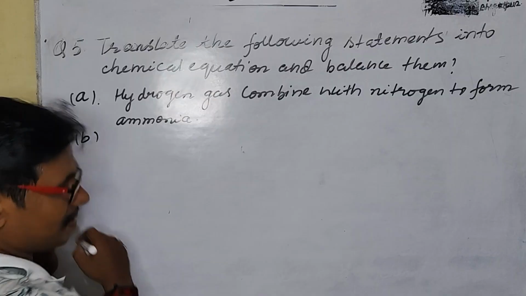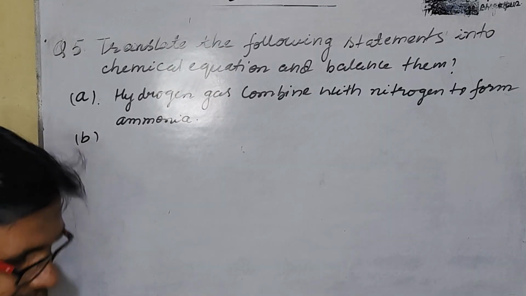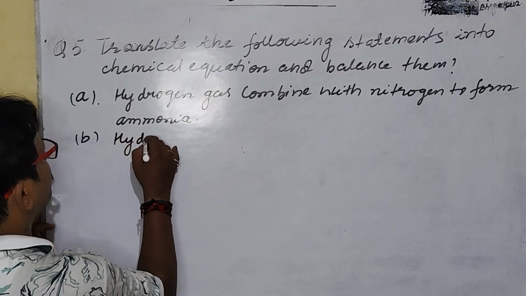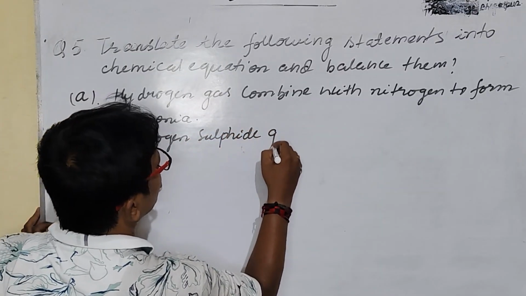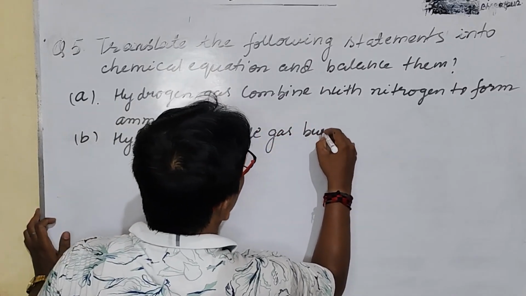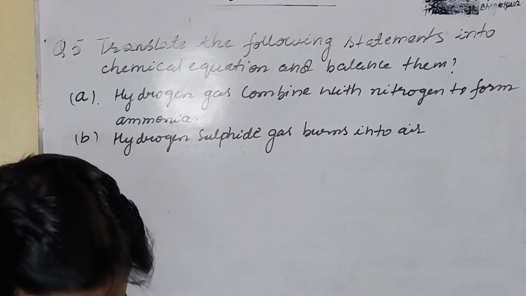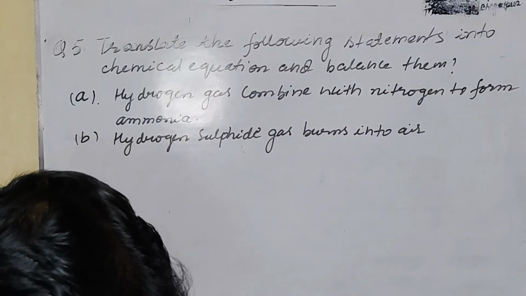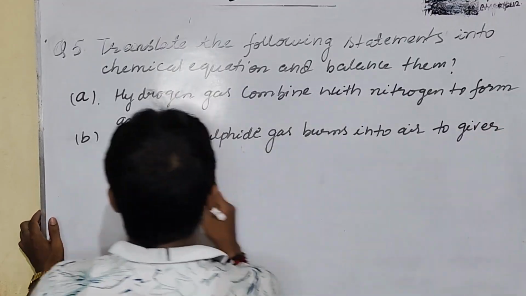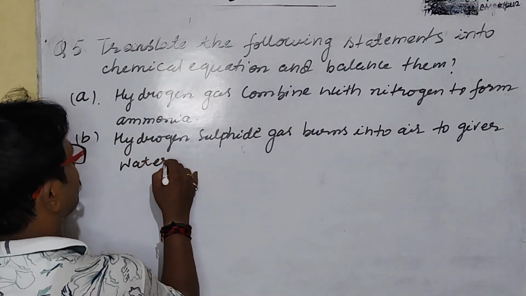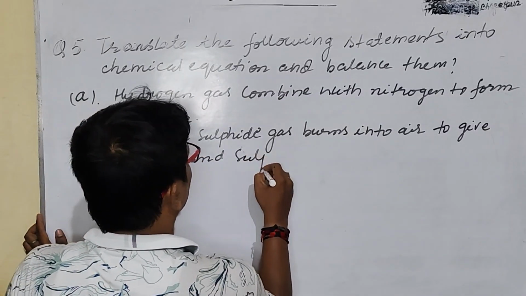Next one is B number, hydrogen sulfide gas burns in air to give water and sulfur dioxide.